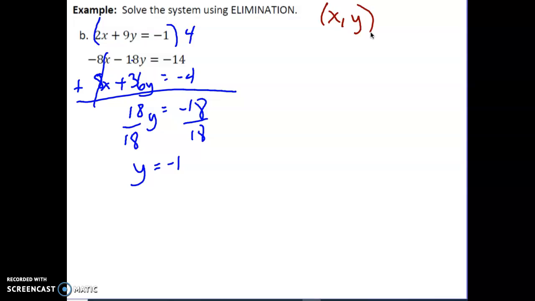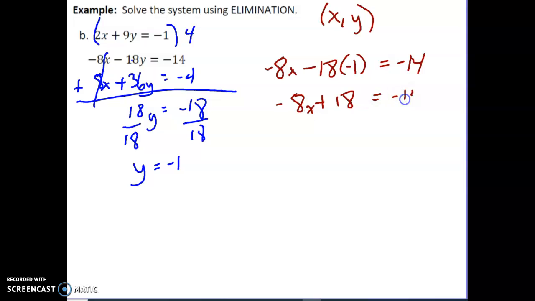So I will substitute y, and I can substitute into either one of those equations up there. This time I'll do the second one, because I did the first one last time. Putting that negative 1 in place of y. All right, let's see if we can solve for x. So negative 18 times negative 1 is positive 18. Oops, I forgot to write my x. Negative 14x over here still.